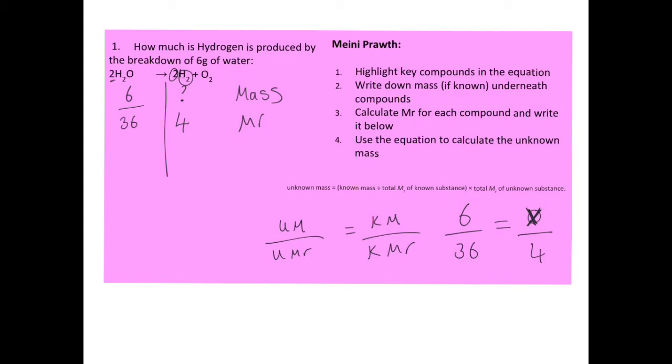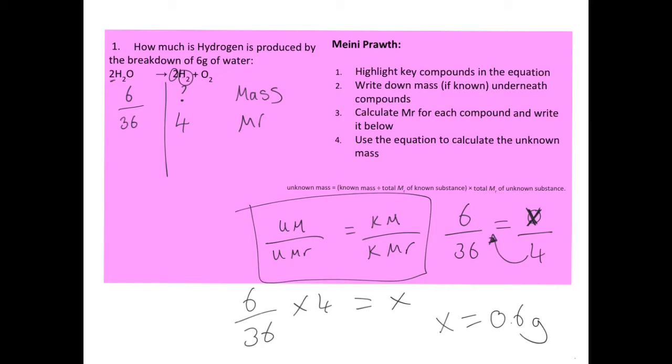So we need to rearrange it slightly. What I'm going to do is bring up the 4. So it'll be 6 over 36 times by 4 equals X, which is our unknown mass. So input that into your calculator. So the answer you get then for X is 0.6 grams. So that's how much hydrogen is produced when you break down water, okay? You need to unfortunately remember that equation and be able to input values. This is why it's a higher calculation.